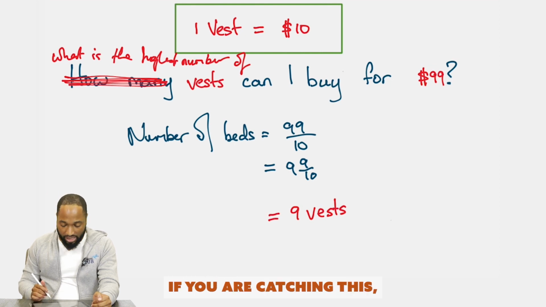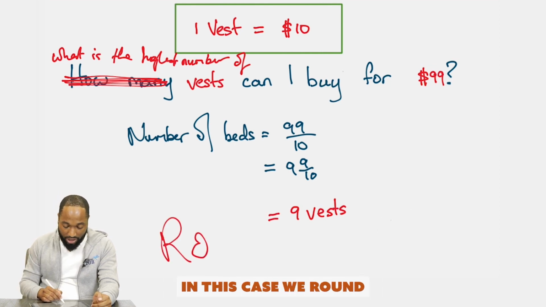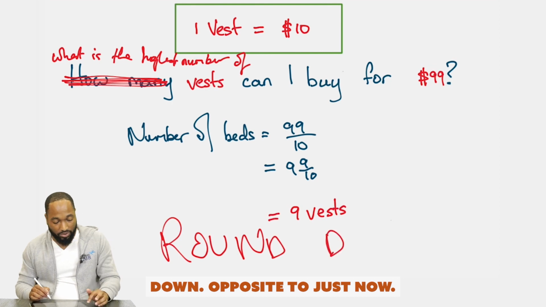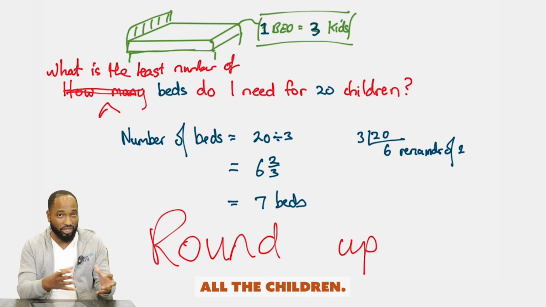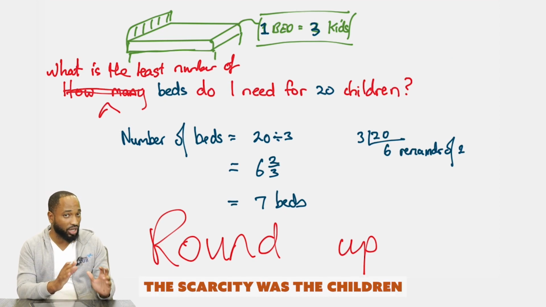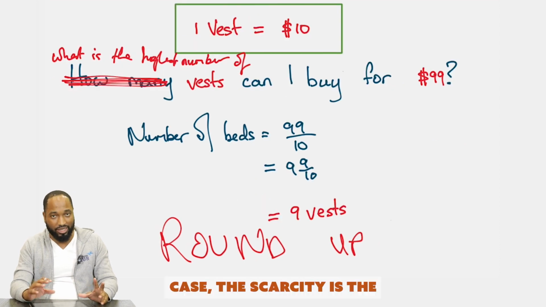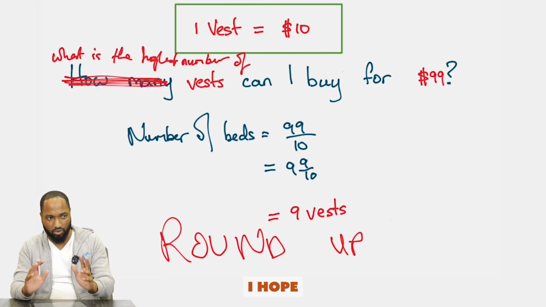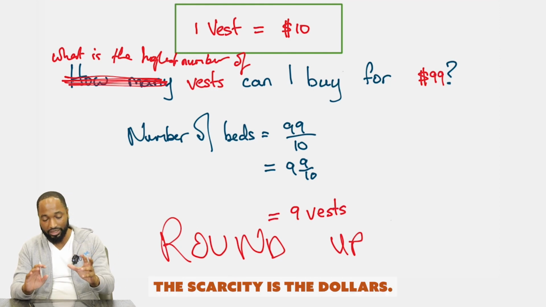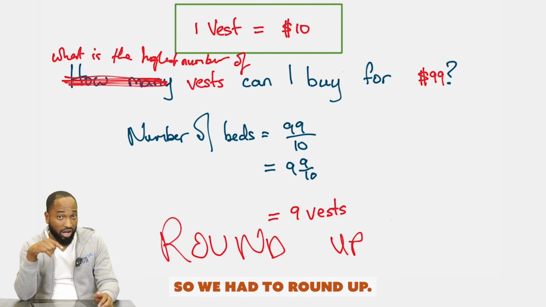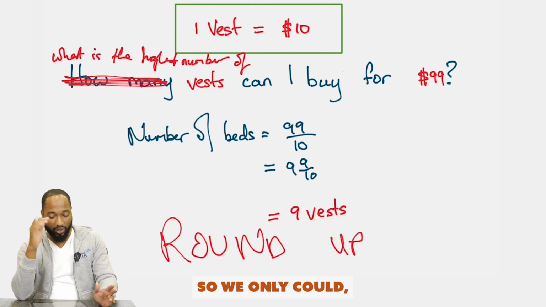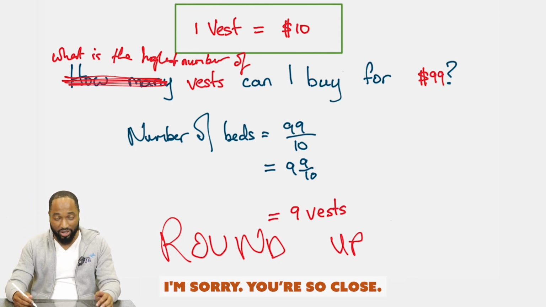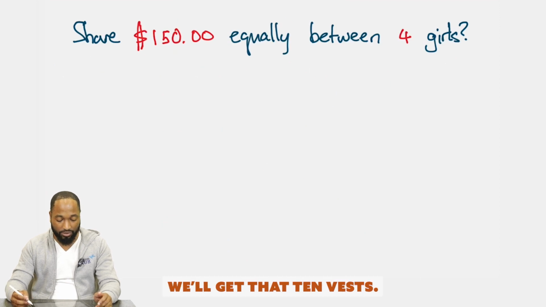Nod your head if you're catching this. If you're catching, you understand. In this case, we round down, opposite to just now. Just now we rounded up for the beds. We needed 7 beds to actually fit all the children. The scarcity was the children. In this case, the scarcity is the dollars. We are running out of money, so we don't have the $100. So we could only get 9 vests. I'm sorry, it's so close. If we just get $1, we get those 10 vests.